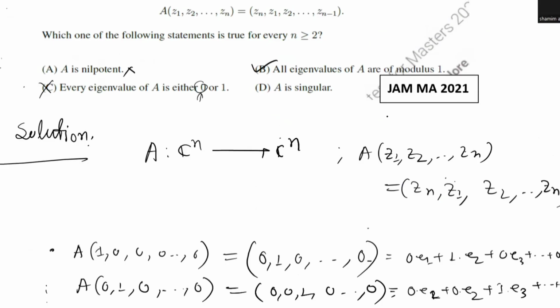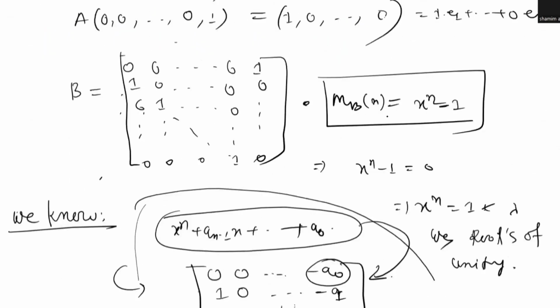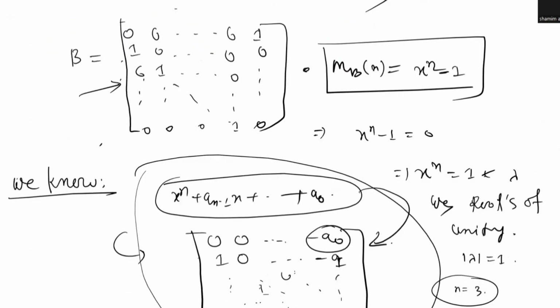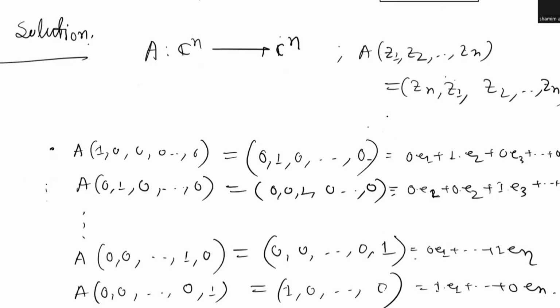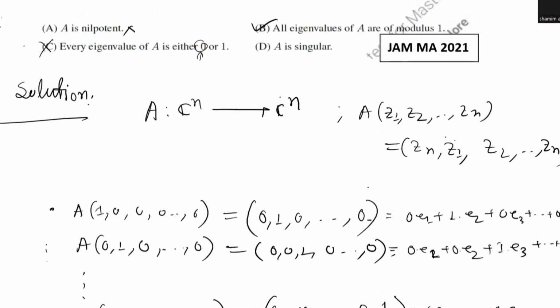And now singularity: the rank of this matrix. Count the non-zero rows. Here there is a 1, and this is also a non-zero row with 1, and so on. So the rank of B equals n, which equals the number of columns, so this is non-singular, but the option says singular, so this is a false option. So the answer to the question is B. Thank you.